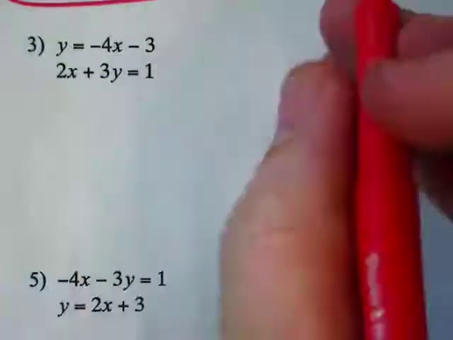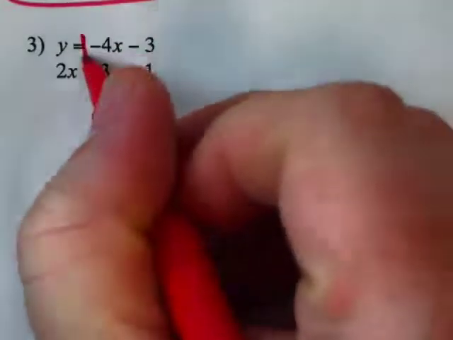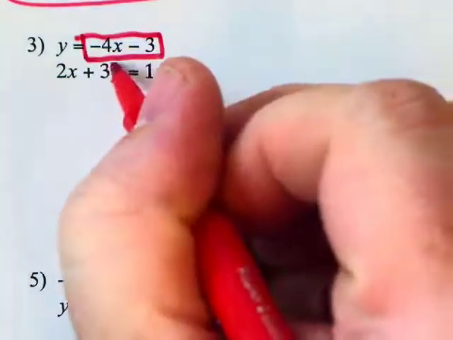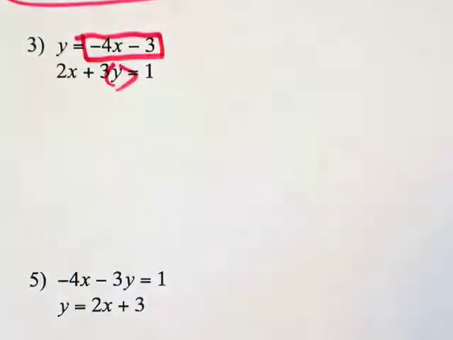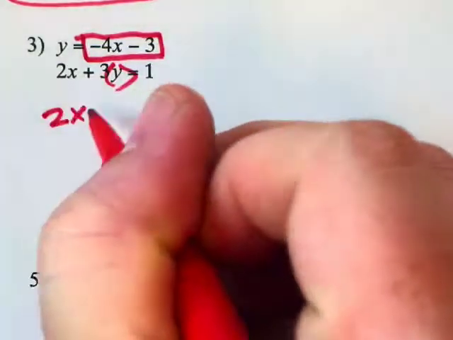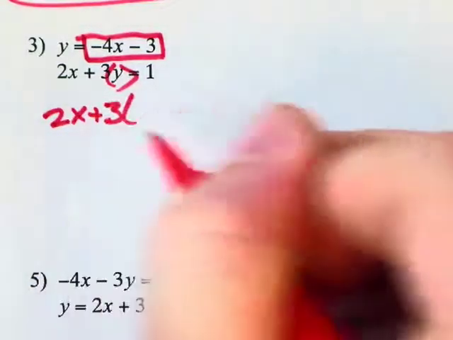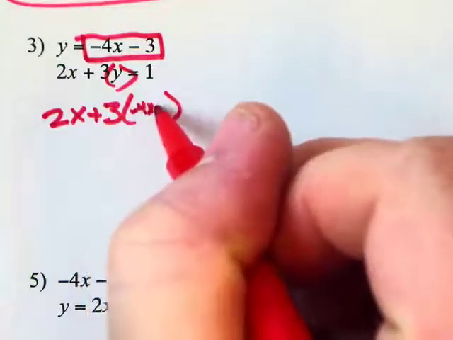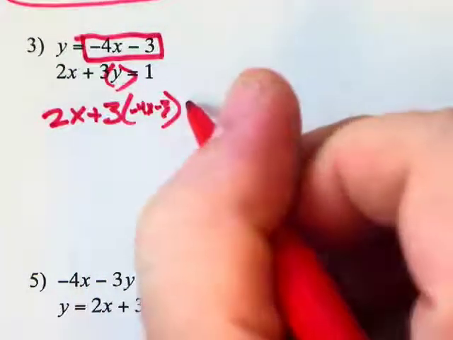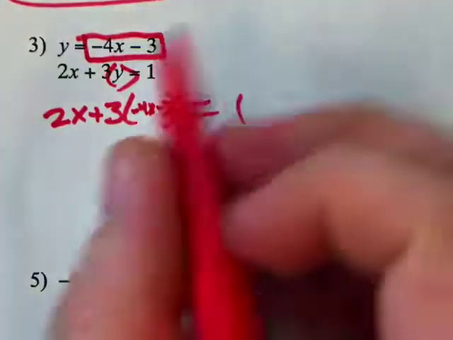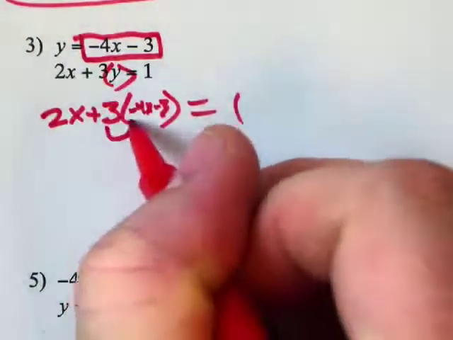In this one, I'm told that y equals everything inside here. So that means everywhere I see a y, I can plug in that expression. So that means I have 2x plus 3 times y. What is y? It's negative 4x minus 3, equals 1. Sorry, I had to write that small. That's hard to see, I know. Now we've got to distribute the 3.